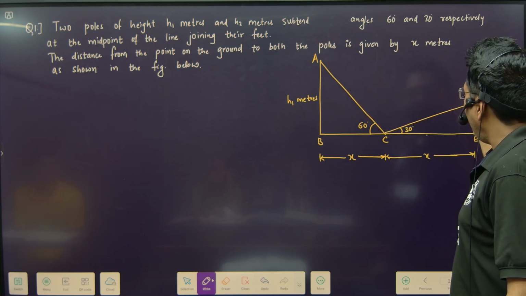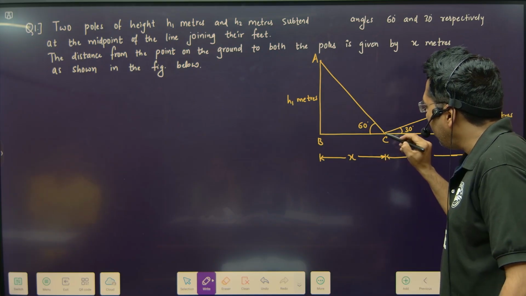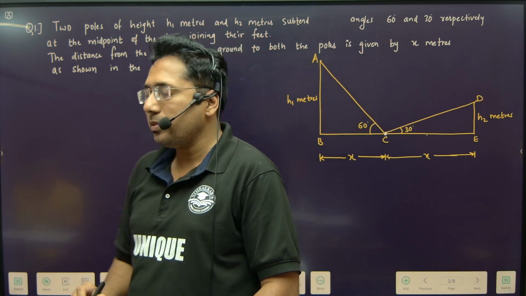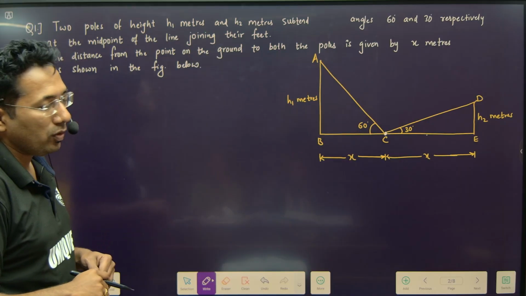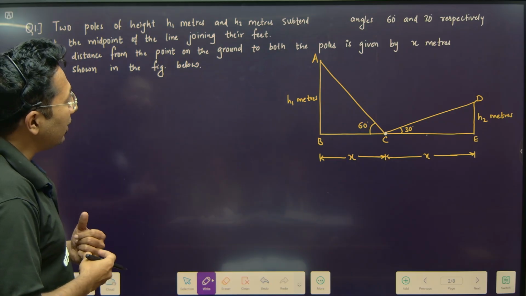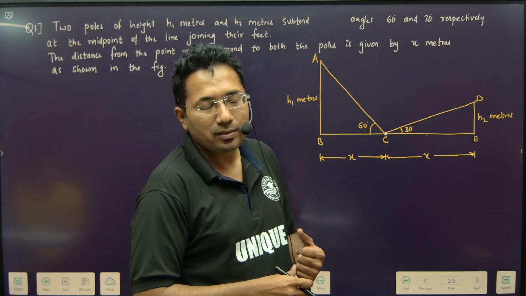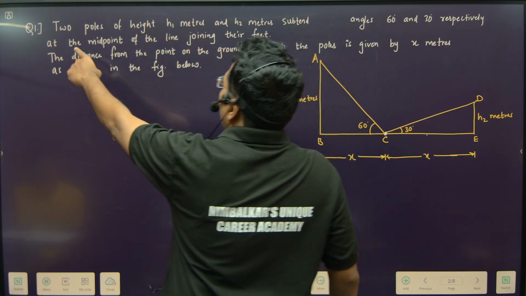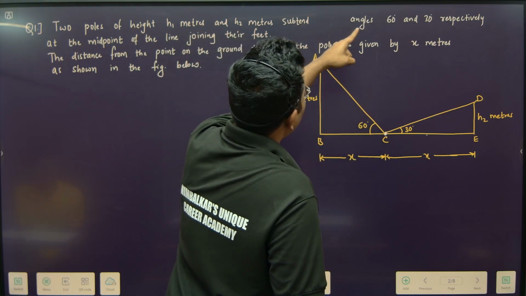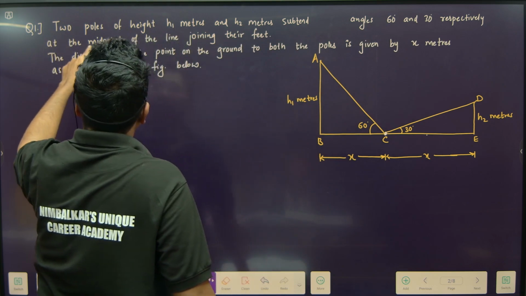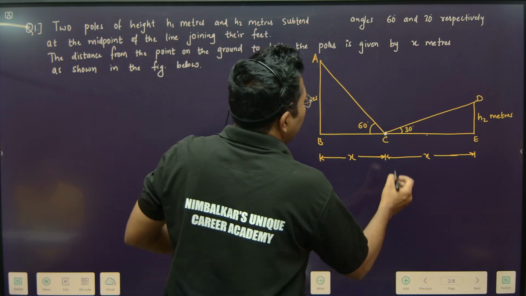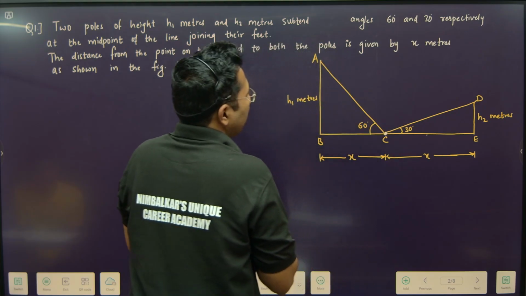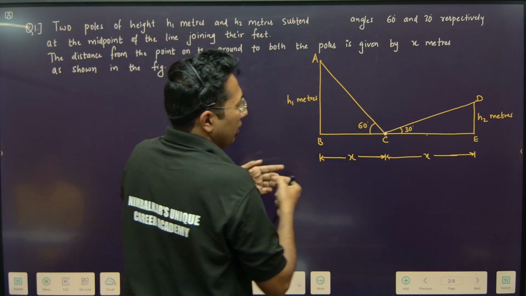So AC and DC meet at a point which happens to be the midpoint of line BE. Question says that C is the midpoint of BE. I want you people to check which line of the question says C is the midpoint of BE. Read out. See, two poles of height h1 meters and h2 meters subtend angles 60° and 30° respectively at the midpoint of the line joining their feet. Midpoint of the line joining their feet.